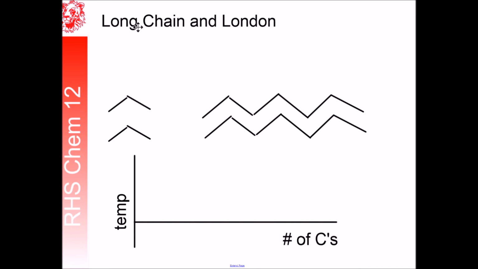Now, if we have long chains for organic, here's our propane and our propane, and here we have 1, 2, 3, 4, 5, 6, 7. This is going to be heptane. How do the London dispersion forces interact, and how does that change the boiling points?